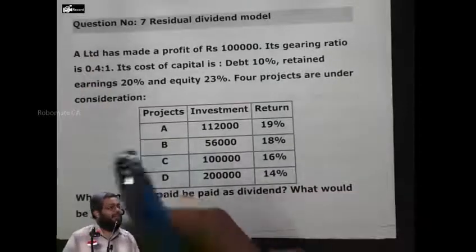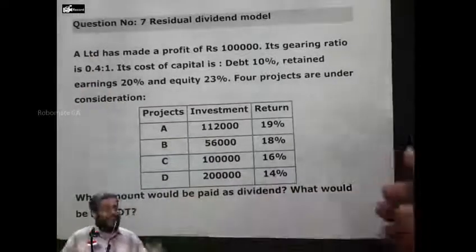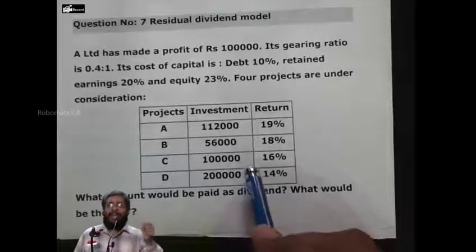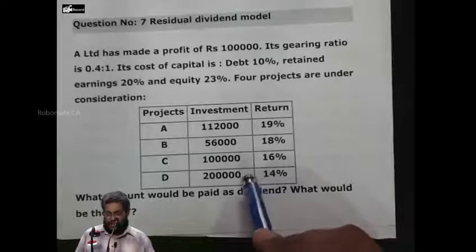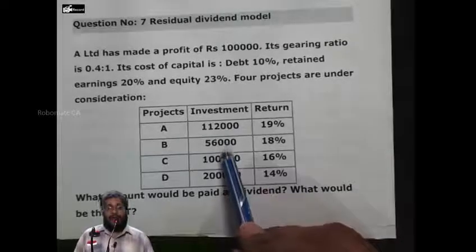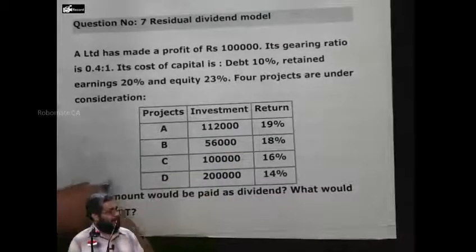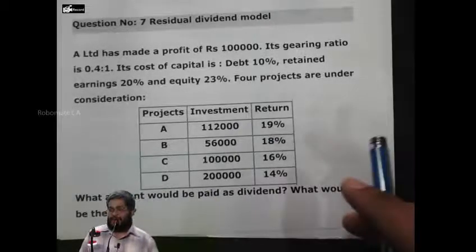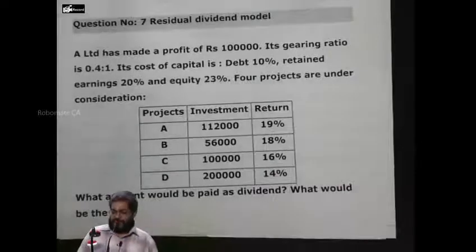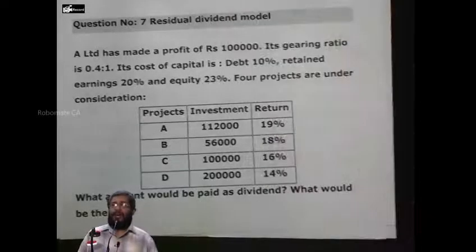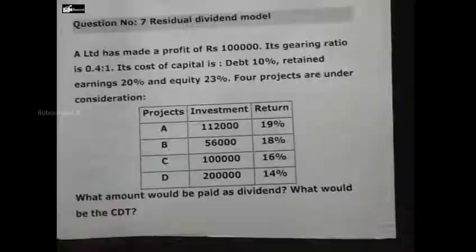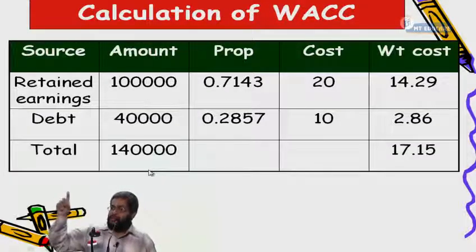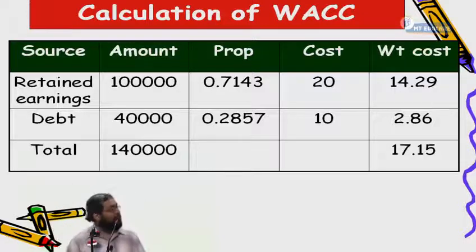Point number 1, accepted. Now, what projects are available now? A and B. Now, please add and tell me, A and B require how much money? 1,68,000. A and B require 1,68,000. But with this capital structure of retained earnings and debt, I have only how much? 1,40,000. If I want more money, that should be raised through what? Equity issue and borrowings. Yes or no?